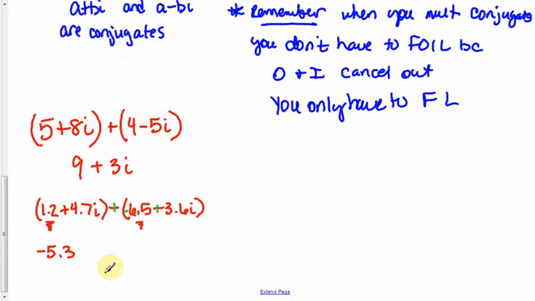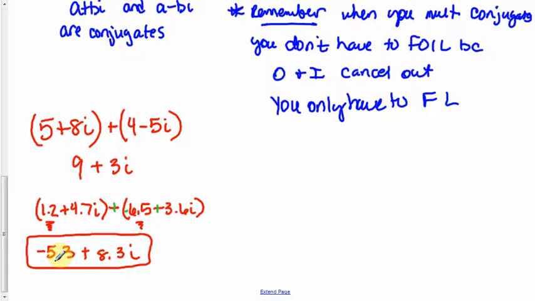And then positive 4.7i and positive 3.6i is plus 8.3i. Yes. And there's your answer. Just adding like terms.